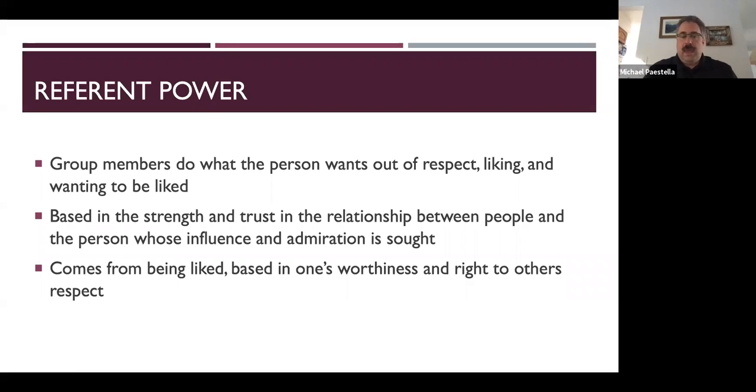So that comes from being liked based on the worthiness and right to others' respect. So in that respect, this is something you do because it makes you feel good, but also to help that other person or work with that person because of their impact. So this might be the alumni who's coming back to speak to your organization. And you know that that person has created internships.